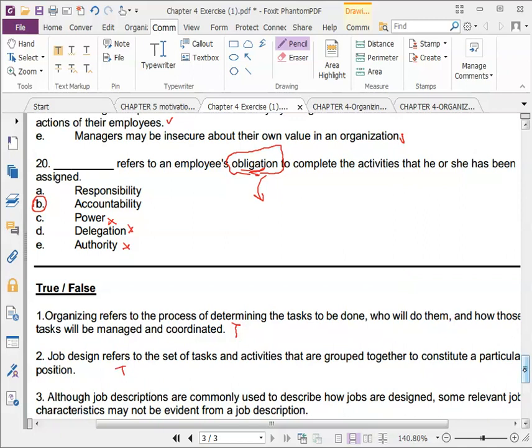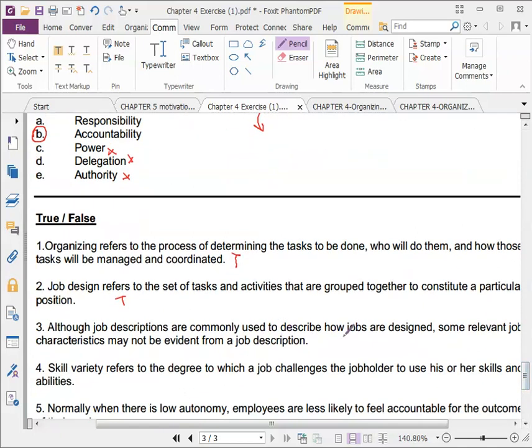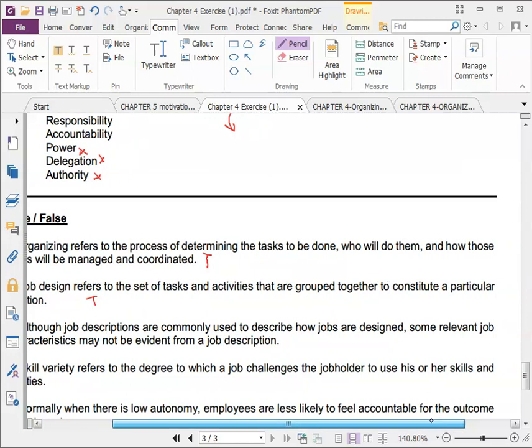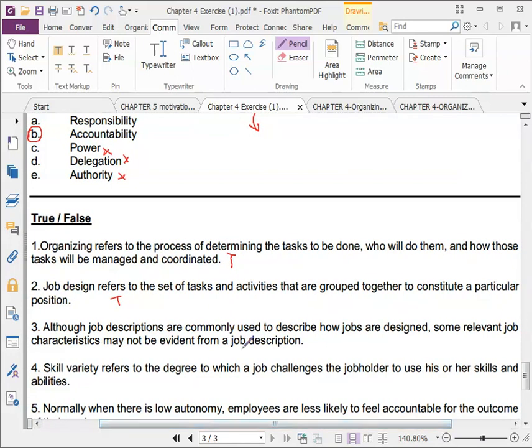Although the job description is commonly used to describe how jobs are designed, some relevant job characteristics may not be evident from a job description. Is that true? Some of the relevant job characteristics may not be evident from a job description. Okay, there are also jobs that are not in the job description. Is that right? Is that true or false? Okay, the answer is false. So every relevant job of that position should be included in the job description.